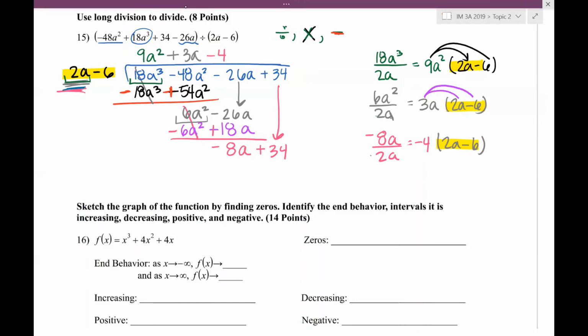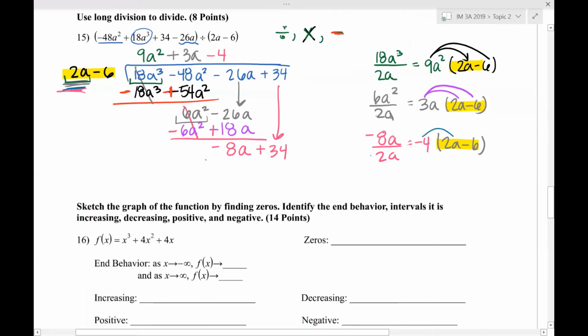And then we're going to multiply through negative 4 times 2a is negative 8a. Negative 4 times negative 6 is plus 24. After we multiply, we always subtract. So we're going to change the signs here. So we're going to cancel. And then 34 minus 24 is 10. So that means that our answer for this problem is 9a squared plus 3a minus 4 with the remainder of 10. So we're going to put that over our divisor, 2a minus 6.